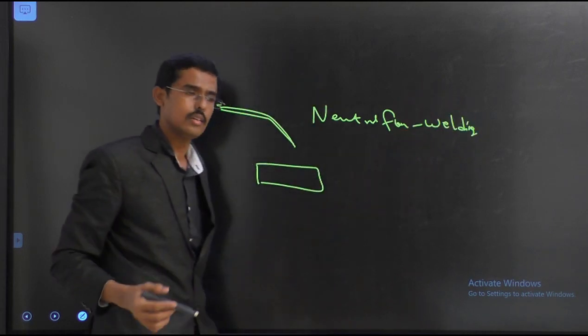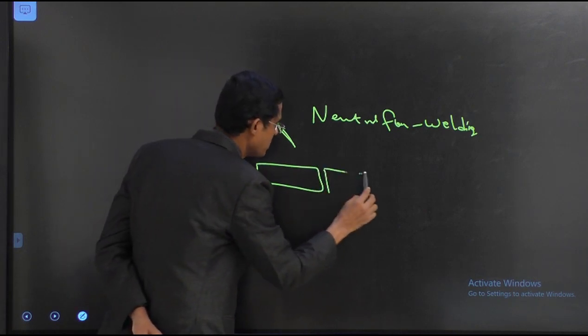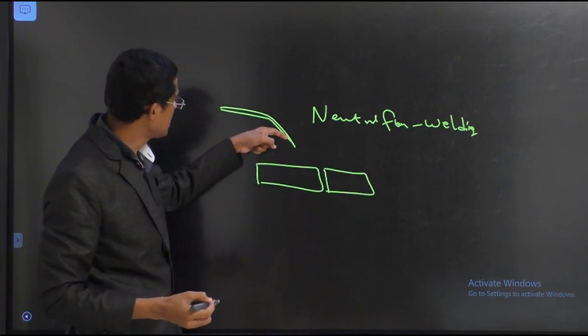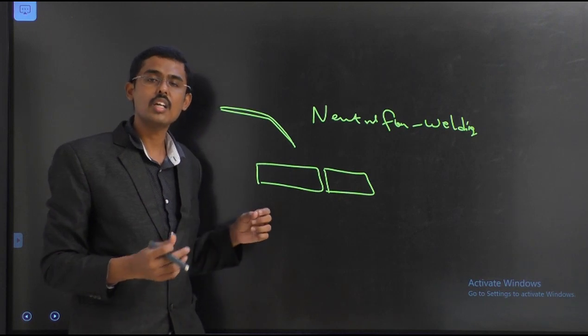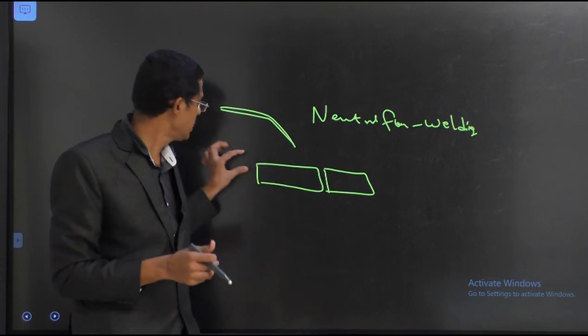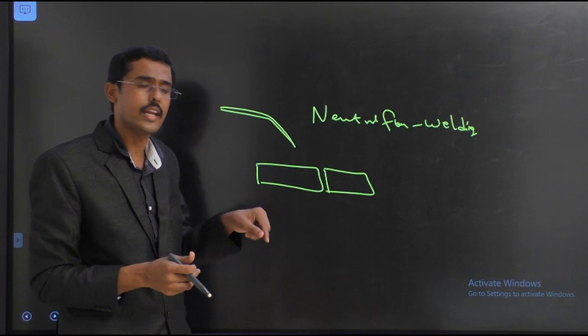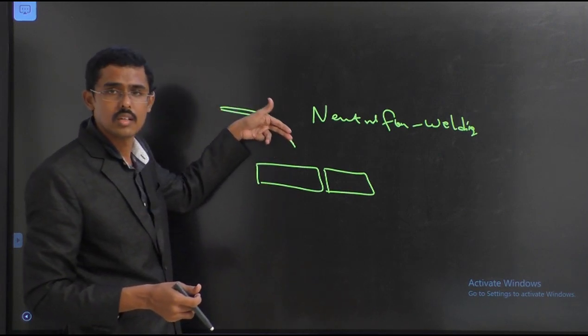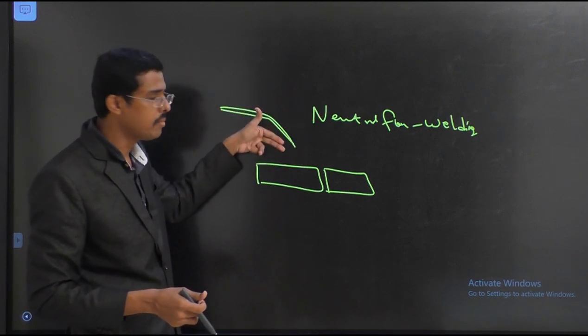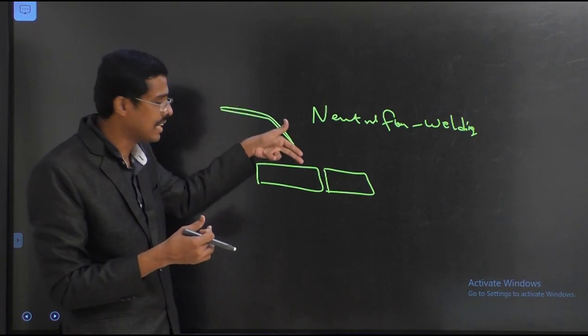How will it weld? Here I have two specimens. This heat is generated. It is not autogenous welding. Filler wire is needed for high thickness, so filler wire is to be added. On this gun, a neutral flame will come.